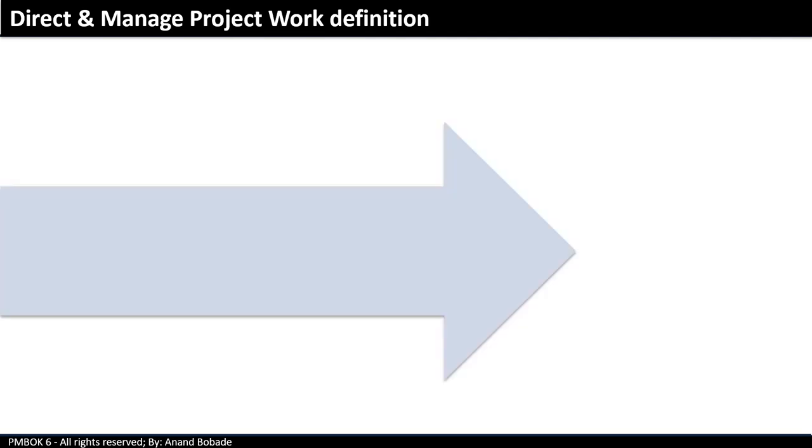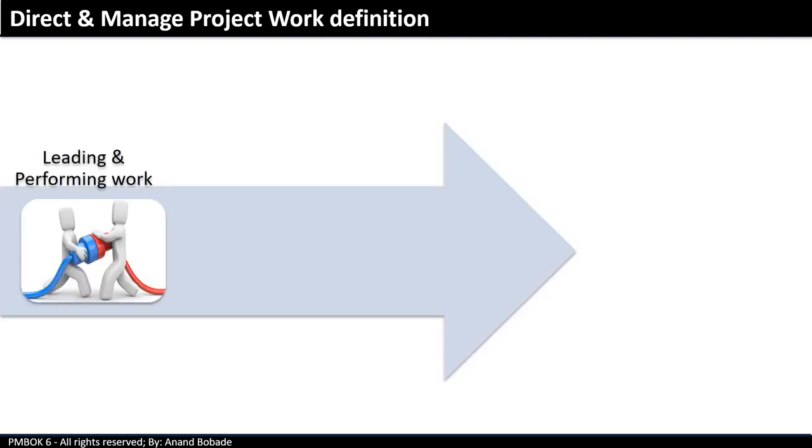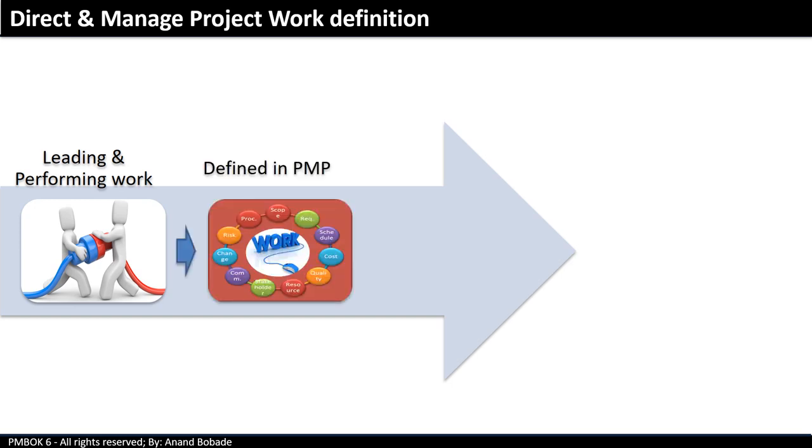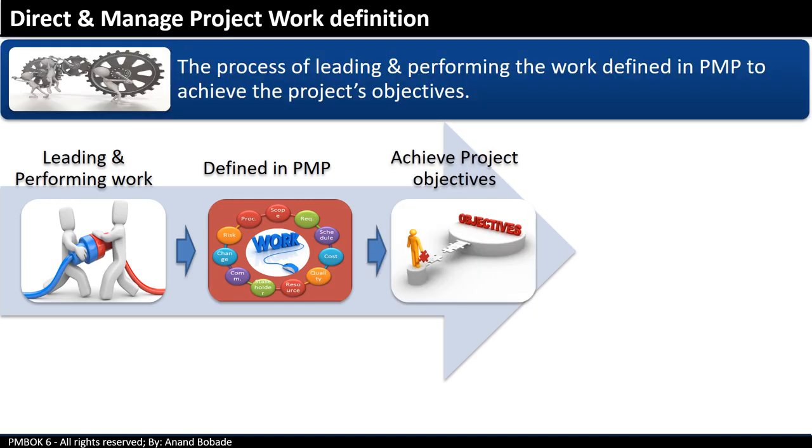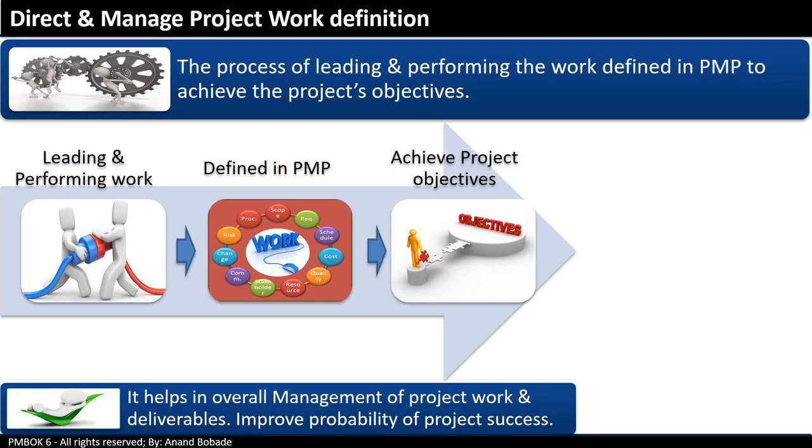Let's take a look at the process definition. Direct and manage project work is a process of leading and performing the project work as defined in the project management plan to achieve the project's objective. It helps the project manager in overall management of project work and deliverables. It improves the probability of project success.